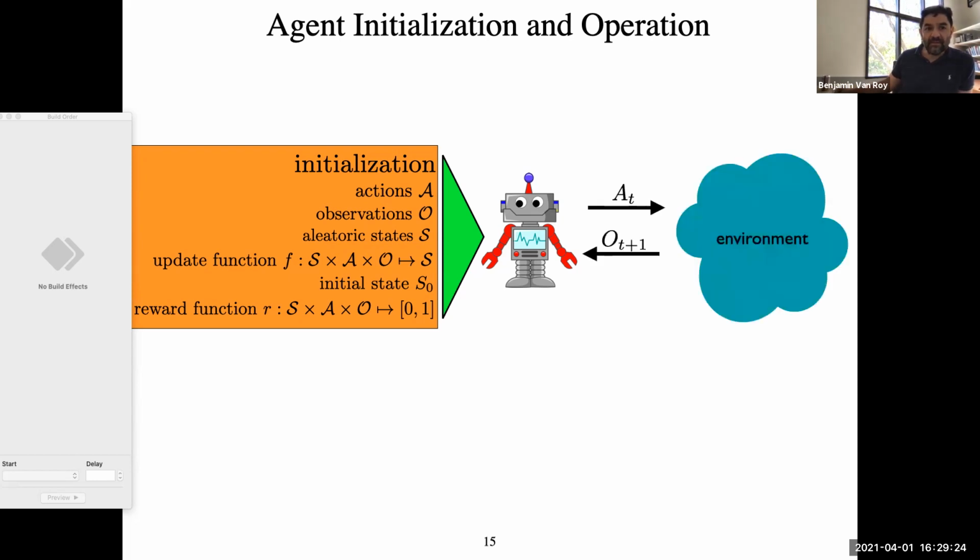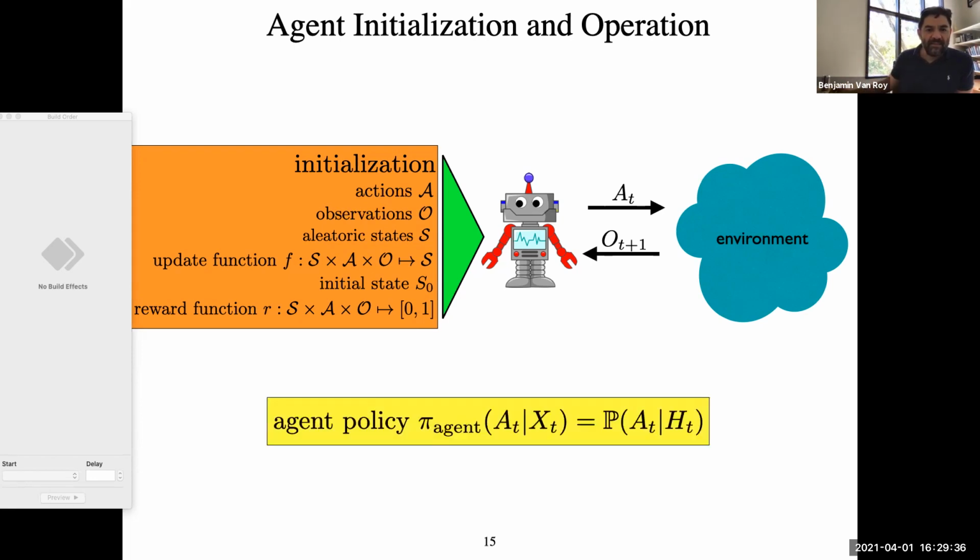Okay, so after you supply the software with that, you can let the agent loose in the environment. And it goes through the cycle, action, observation, et cetera. And you can think of that cycle as a process through which the agent is applying the agent policy. Right, and that's it. That's the picture. That's our agent.